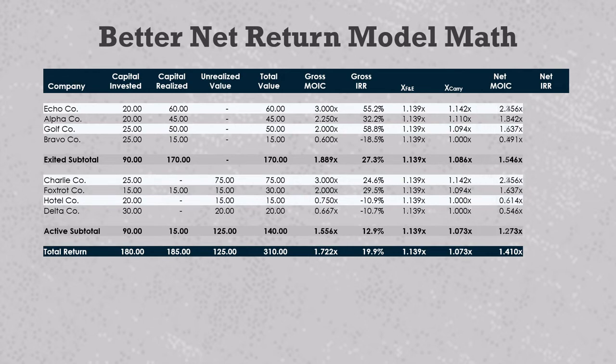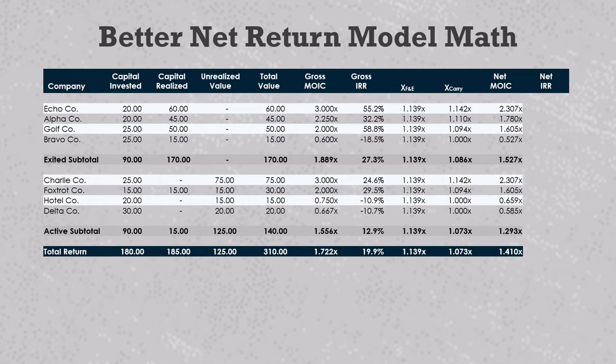Deals with positive returns will be a bit less positive. Their carry multipliers are higher because they're not offset by underperforming deals. We also see that deals with negative returns are a bit less negative. Their carry multipliers are 1.0x. This means that there's no carry deduction because the deals have not returned more than gross invested capital and fees and expenses. Both of these models are valid. It's really just up to the analyst to pick which one they want to go with.